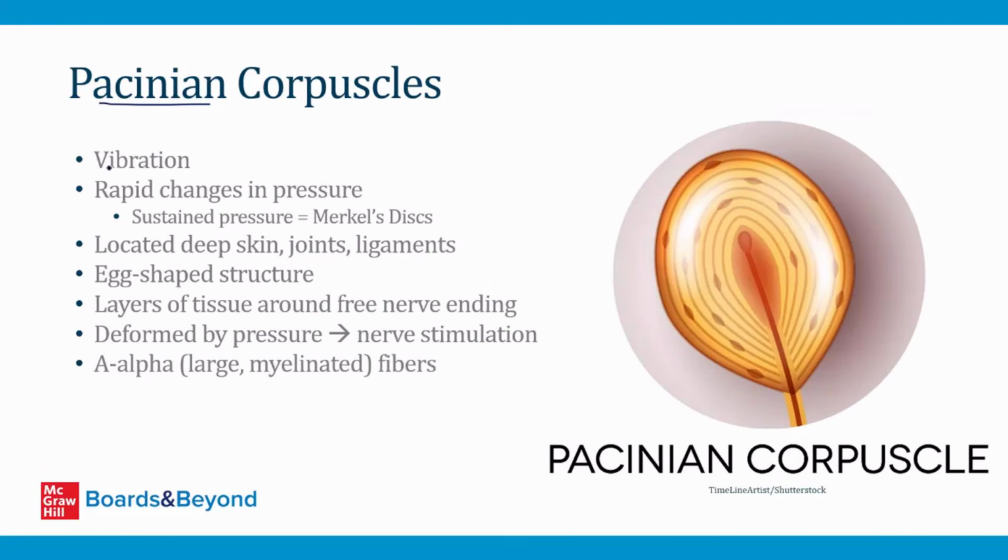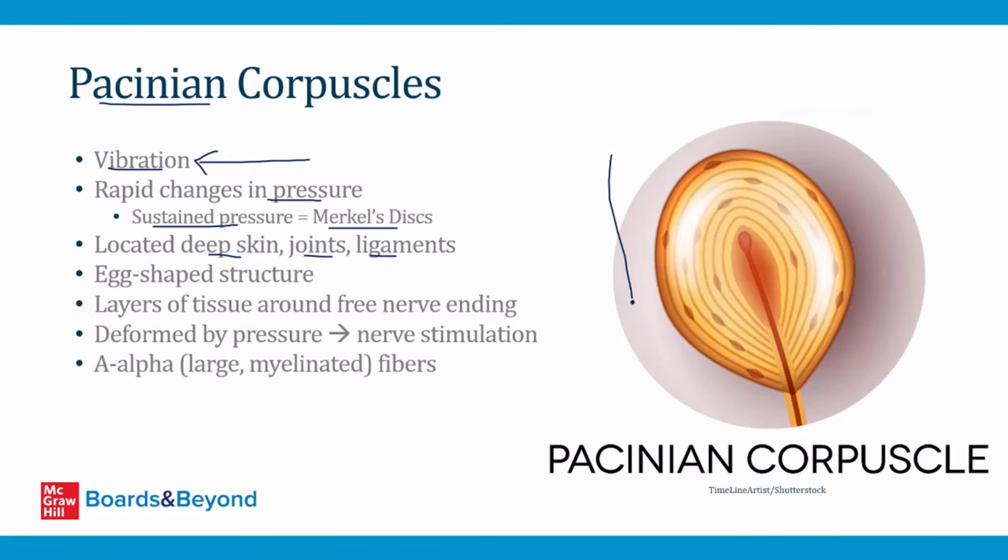Pacinian corpuscles detect vibration. They're particularly good at detecting rapid changes in pressure. That's why we say they can detect vibration. In contrast, Merkel's discs, which we'll talk about in a minute, are very good at detecting sustained pressure. What the Pacinian corpuscles can detect is changes in pressure, and that's vibration. So like when your cell phone vibrates, it's Pacinian corpuscles that pick something like that up because they can detect those changes in pressure. They're located in the deep skin, also in the joints and the ligaments.